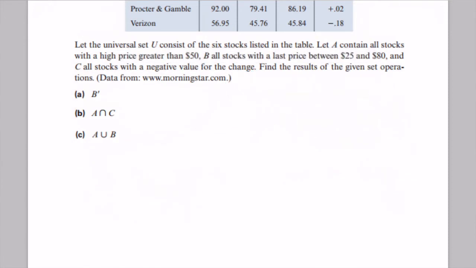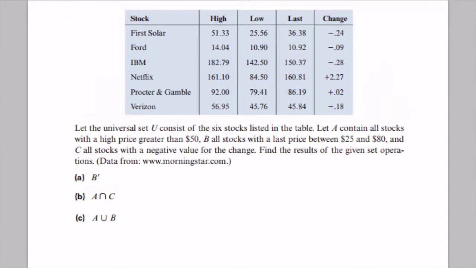So let's start. So A. The following table gives the 52-week high and low prices, the last price, and the change in price from the day before for 6 stocks on a recent day. So: stock, high, low, last, the change. Let the universal set U consist of the 6 stocks listed in the table. Let A contain all stocks with a high price greater than $50.